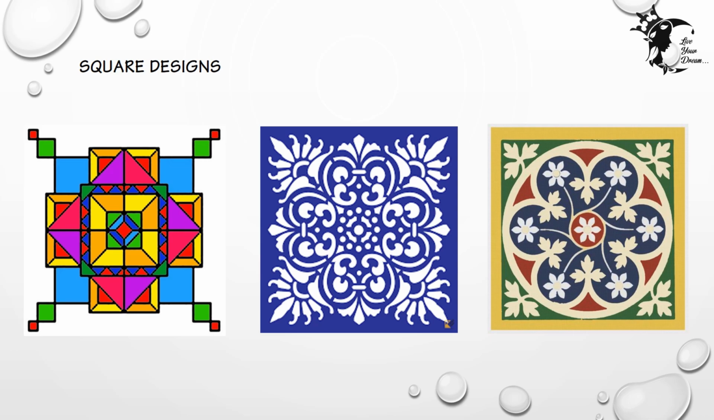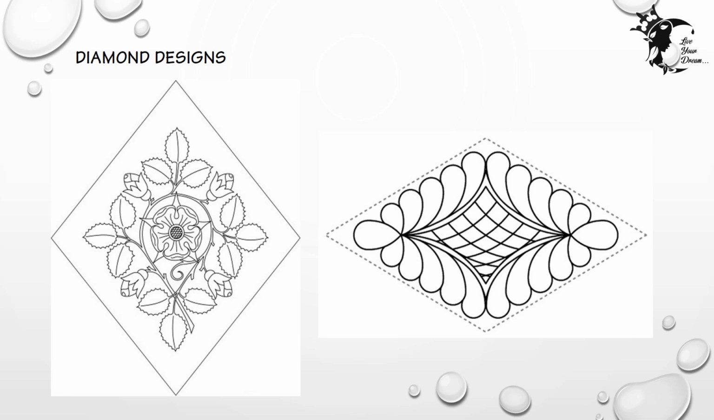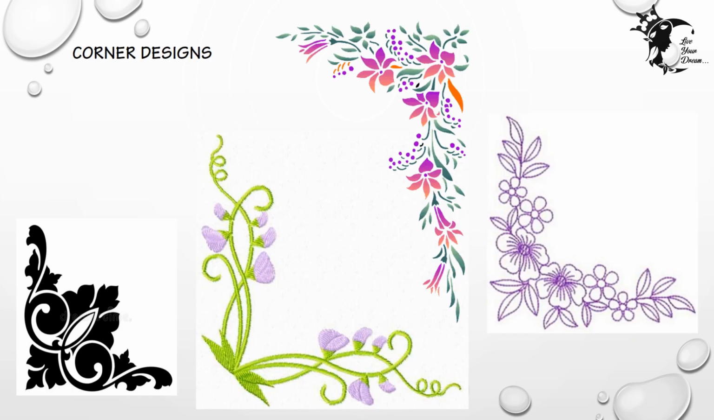Square designs are usually used in home furnishings, particularly in king and queen size bedspreads. Rectangular designs are usually used in home furnishings like curtains. Diamond designs are rarely used. Corner designs are versatile and can be used in garments, furnishings, etc.